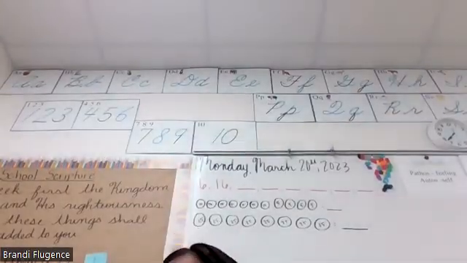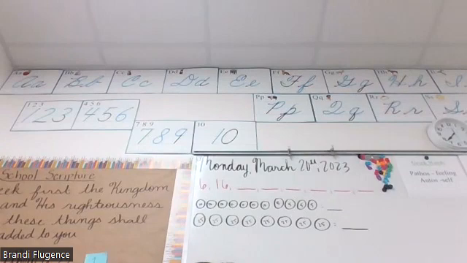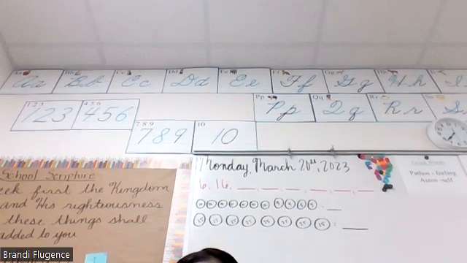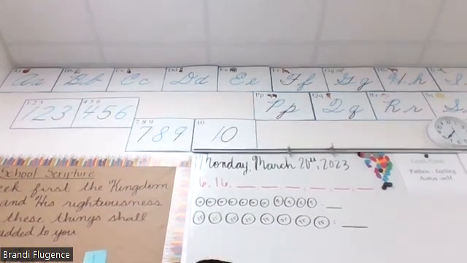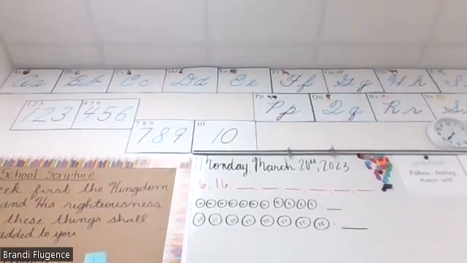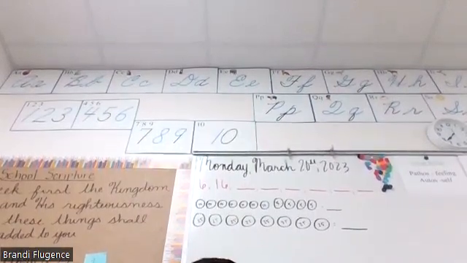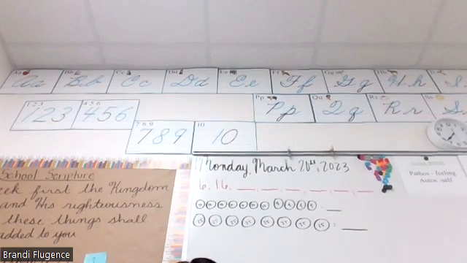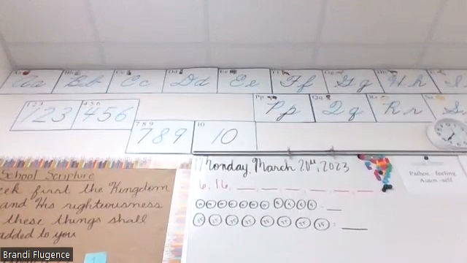4 minus 3 equals 1. Yep, 4 minus 3 equals 1. Next one. 9 minus 7 equals 2. Next one. 10 minus 5 equals 5. 3 minus 0 equals 3.